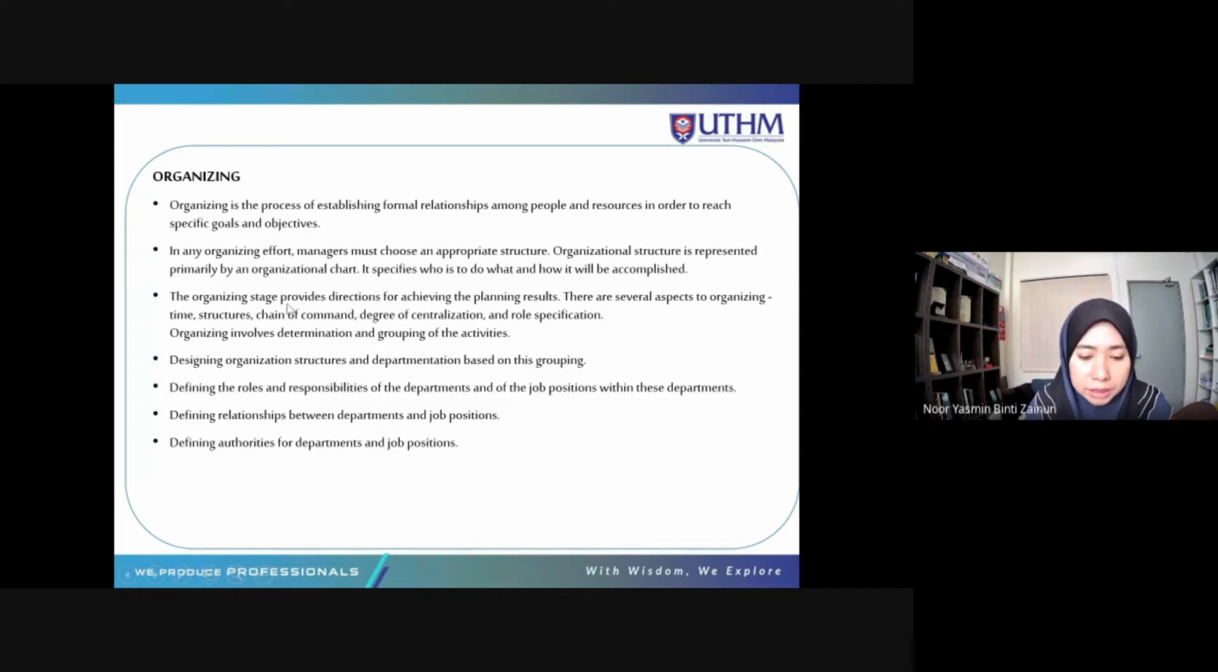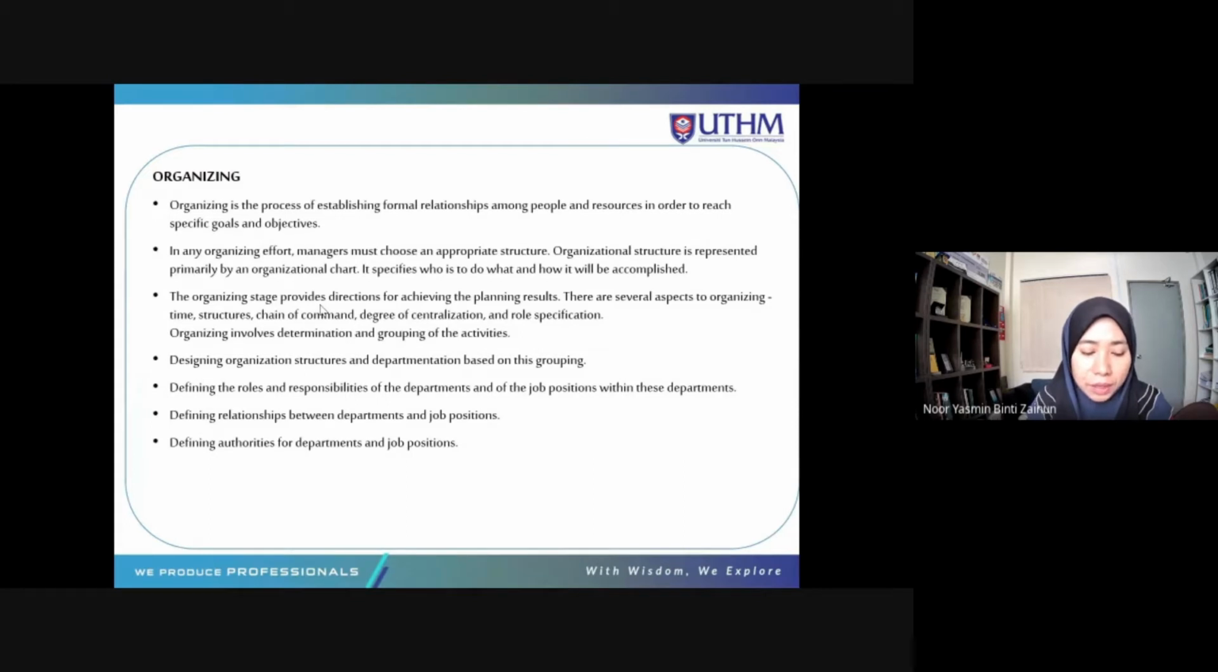The organization stage provides direction for achieving the planning results. There are several aspects to organizing: time, structure, chain of command, degree of centralization, and role specification. So organizing involves determination and grouping of the activities.